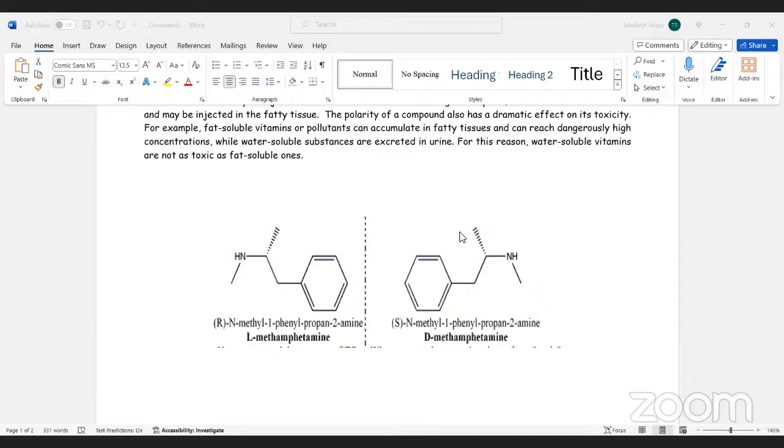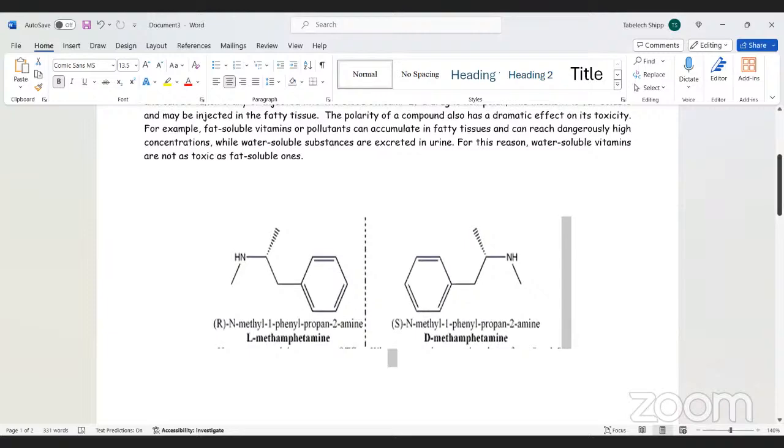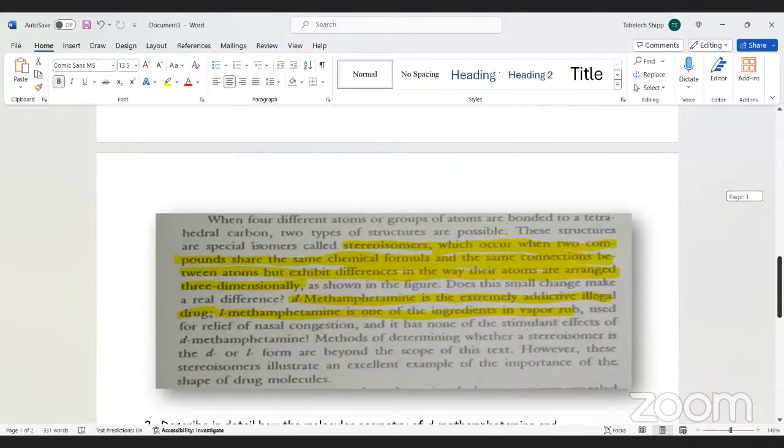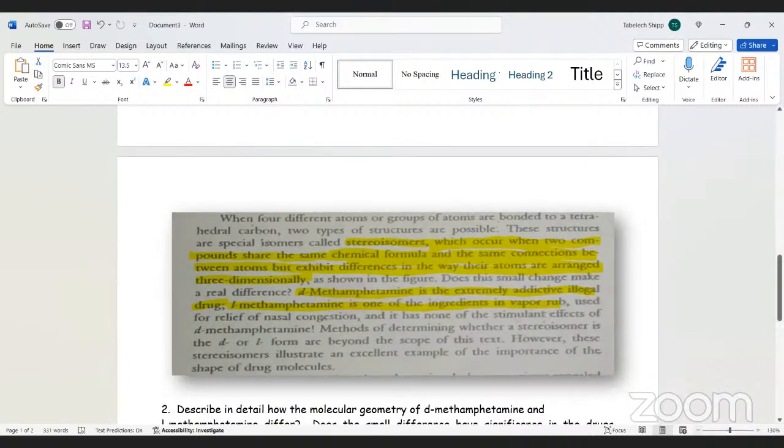Now, the reason why this is a problem is because in some court cases, they weren't able to determine the difference between the two, and they would have to hire a chemist to come in and discuss this. So now here's the definition of isomers, and then we're going to get into drawing this out. A stereoisomer is when two compounds share the same chemical formula and the same connections between atoms, but they exhibit differences in the way their atoms are arranged three-dimensionally.